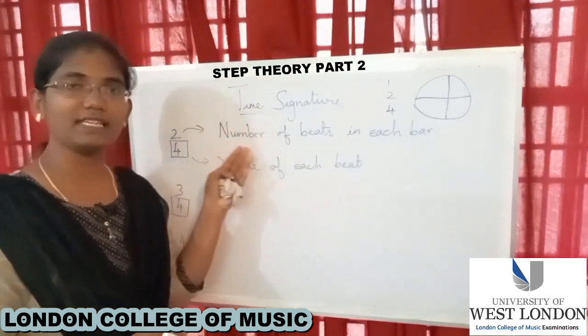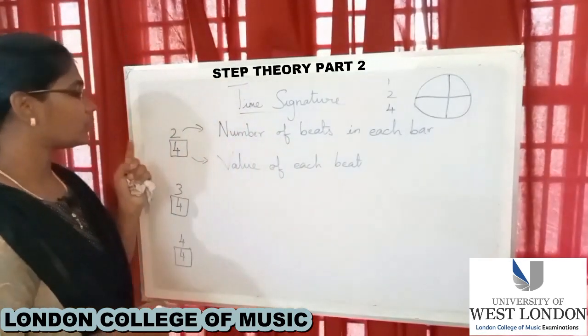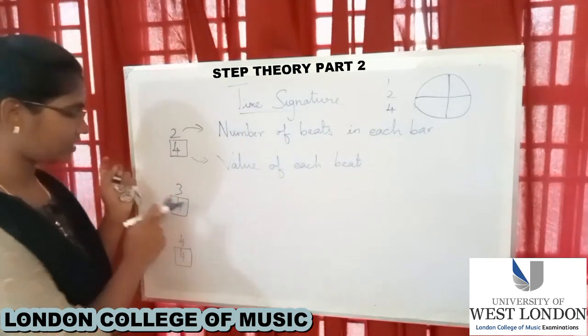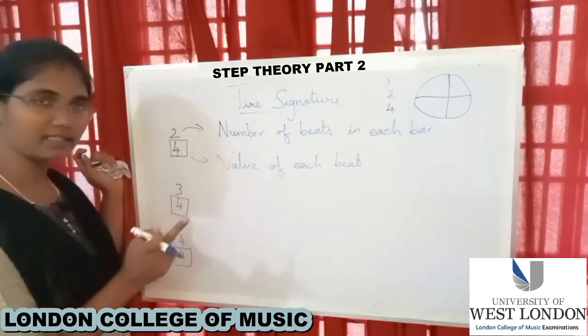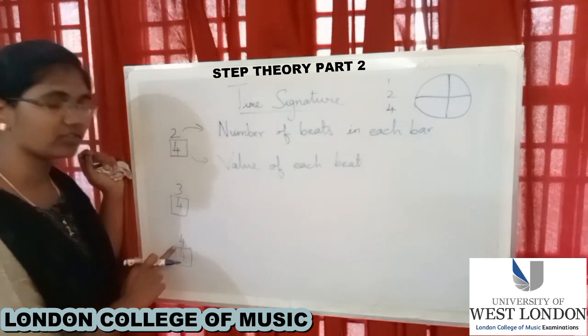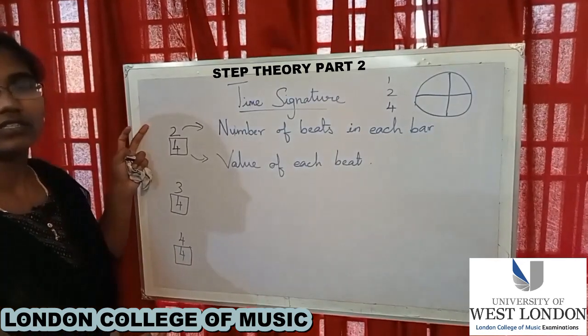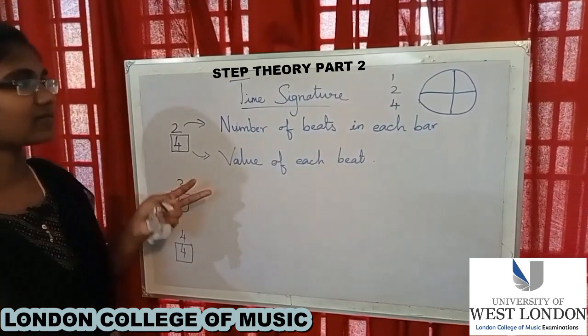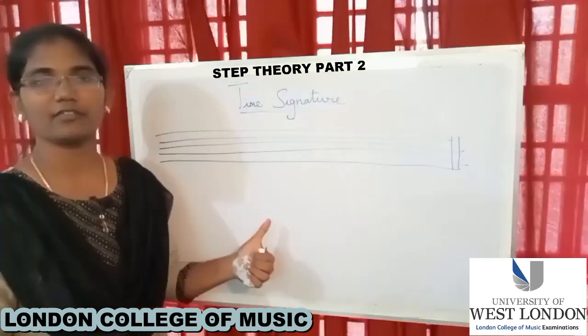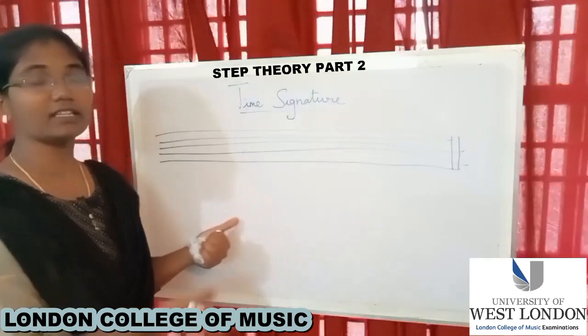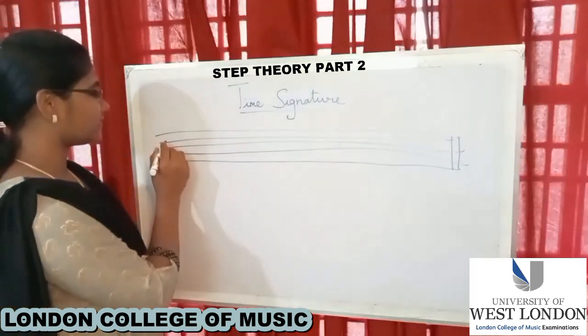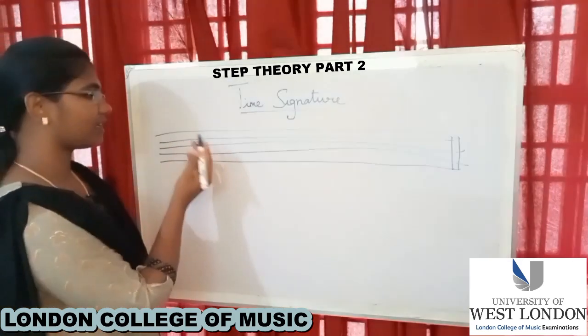So in each bar 2 quarter notes will be there. In each bar 3 quarter notes will be there. In each bar 4 quarter notes will be there. That's the thing the time signature says. We can see one example for the time signature. Take one time signature, say the 3-4 time signature.